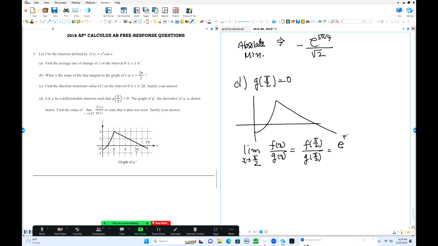E to the pi over 2 and cosine pi over 2 over g prime pi over 2, they said 0 here. This is also 0, right? That is 0 over 0. That's why we have to use L'Hopital's rule, okay? So X is close to pi over 2, we take L'Hopital's, f prime x over g prime x.